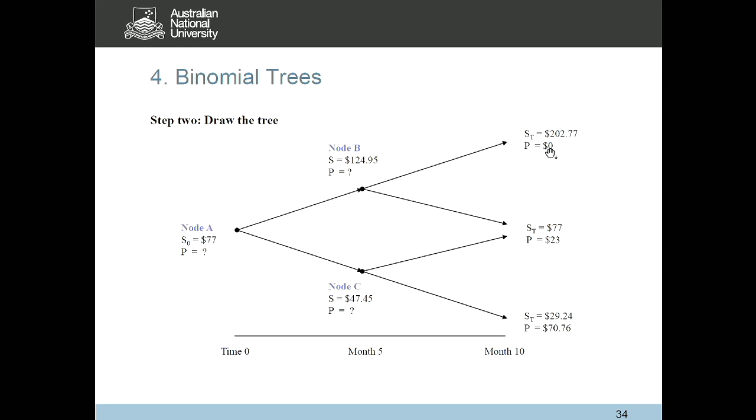Then the next thing you should do is quickly write down the payoff from the put option at each terminal point. We have 3 terminal points.